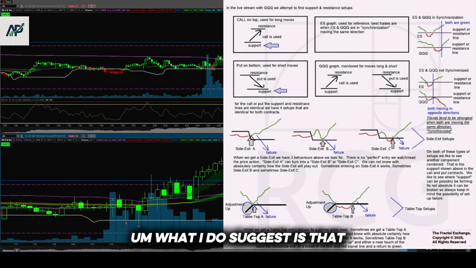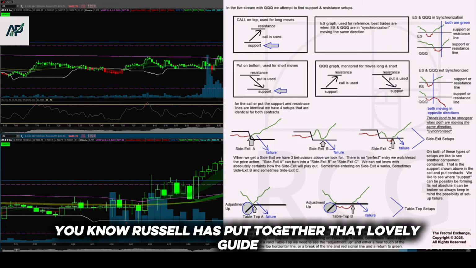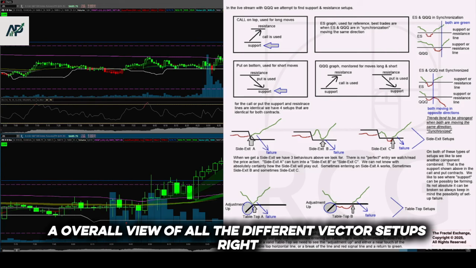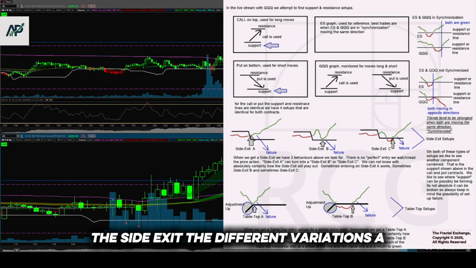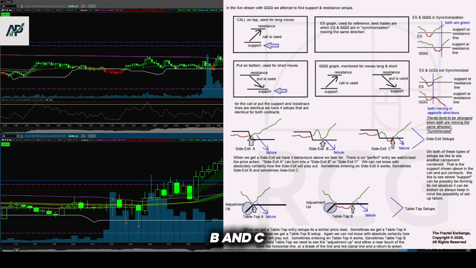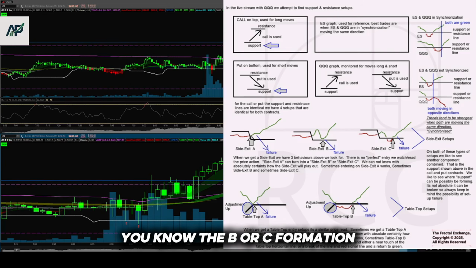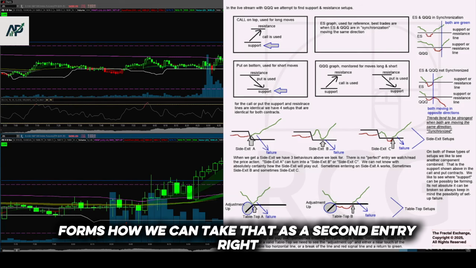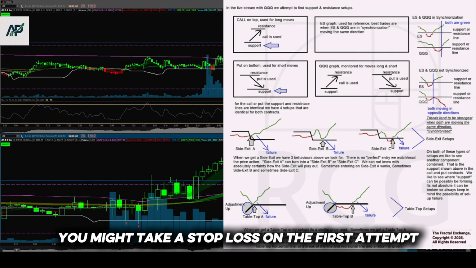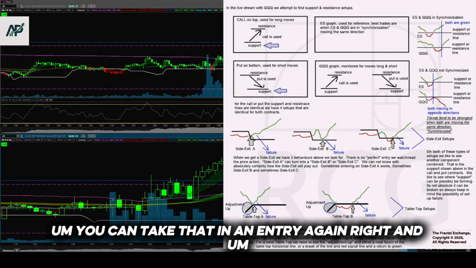What I do suggest is that Russell has put together that lovely guide that gives you an overall view of all the different vector setups, right? The side exit, the different variations A, B, and C. Same thing with the tabletop, the failures. And then also, after the failure, when the B or C formation forms, how we can take that as a second entry. You might take a stop loss on the first attempt, but then the signal goes green again. You can take an entry again.